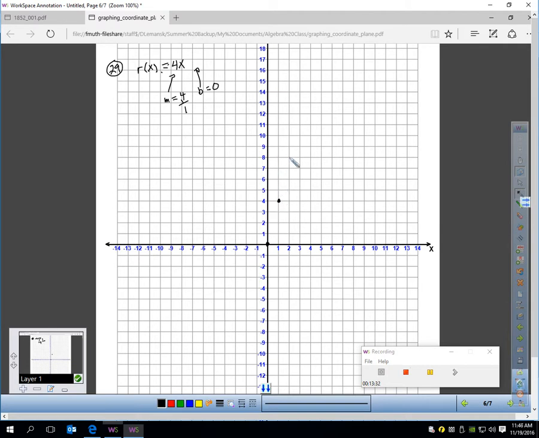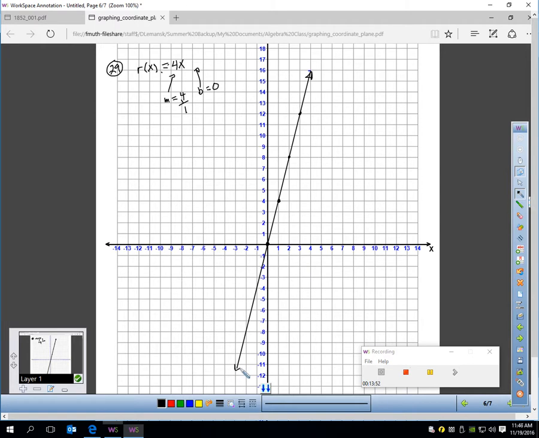Let me do that again. Rise 4, run 1. Maybe I'll do it one more time. And I'll take out my ruler, and I'll draw a line through this. And there is r of x. Let me draw this line in black, though. There's my line, r of x. So there's the function r of x.